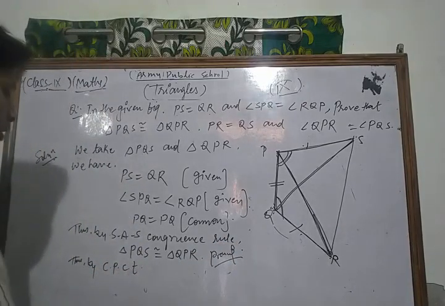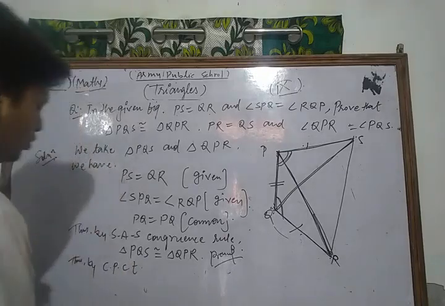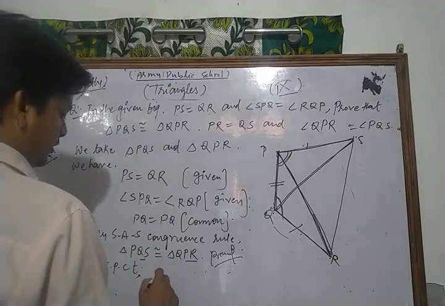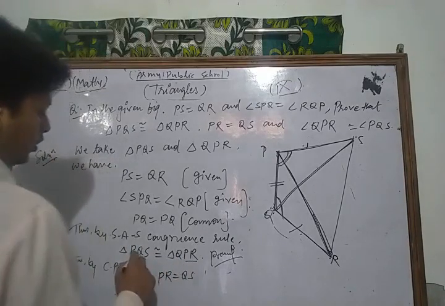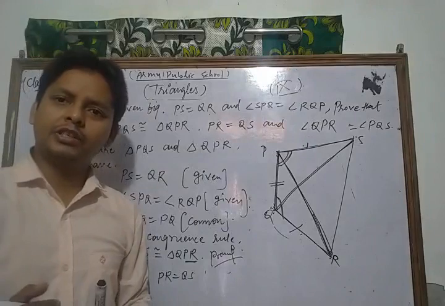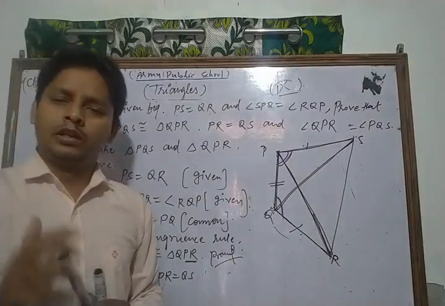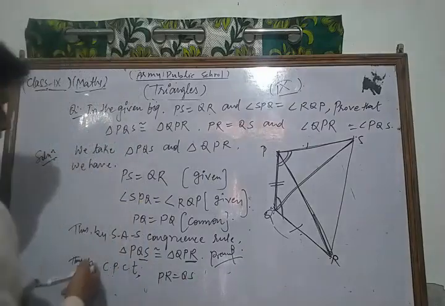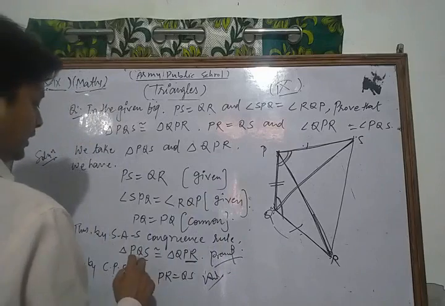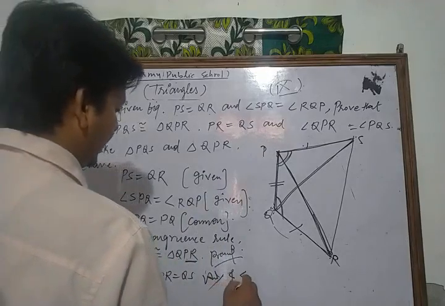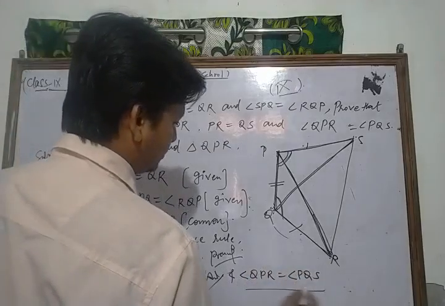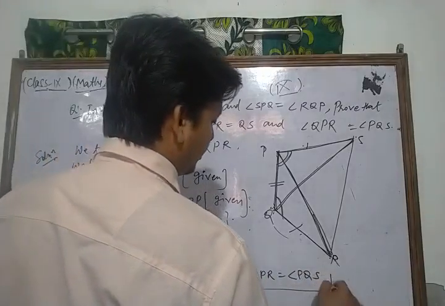CPCT, corresponding parts of congruent triangles must be equal to each other. So by CPCT we have PR equal to QS, because these are the corresponding parts. CPCT means that in congruent triangles, the corresponding parts are equal. So this is another proof. And next, angle QPR is equal to angle PQS. These are also by CPCT, hence proved.